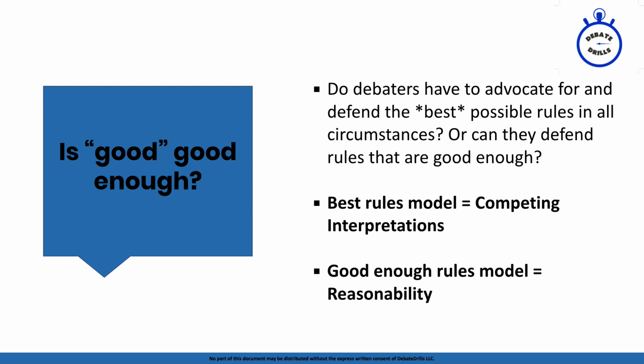And the argument in favor of reasonability says, look, we should have a reasonableness approach to claims about cheating because the goal should be to have a debate about the topic. And if what one side did is good enough, then we shouldn't end the debate over an accusation of cheating because there wasn't actually cheating done. Cheating should be held to a high standard. Now, the other model says, look, we want the best rules possible for a debate because that creates the fairest debate. And that's the competing interpretations model of debate.